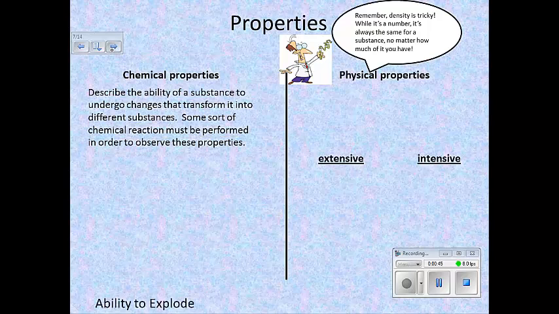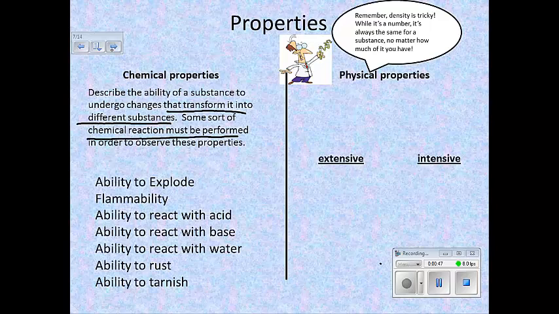So here are a few examples of chemical properties. You can see each of these involves some kind of reaction. An explosion is always a chemical property. Anything that's set on fire is going to be a chemical property. And if it reacts, if you see the word react, you know it's a chemical property.